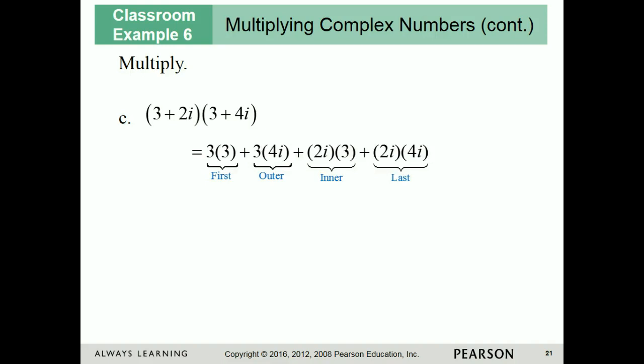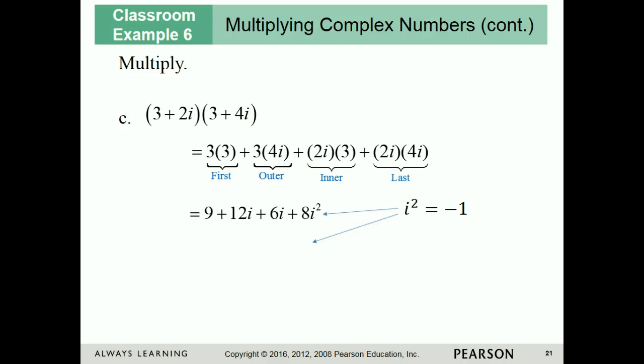So as you can see, we multiply 3 times 3, and then 3 times 4i, and then 2i times 3, and then 2i times 4i. So using FOIL, this is what we come up with. There's a couple important things to note. Notice in the middle we have 12i plus 6i, so we're going to have to combine those. And also notice that we have 8i squared, so we're going to have to do some work with that i squared. Remember, i squared is equal to -1.